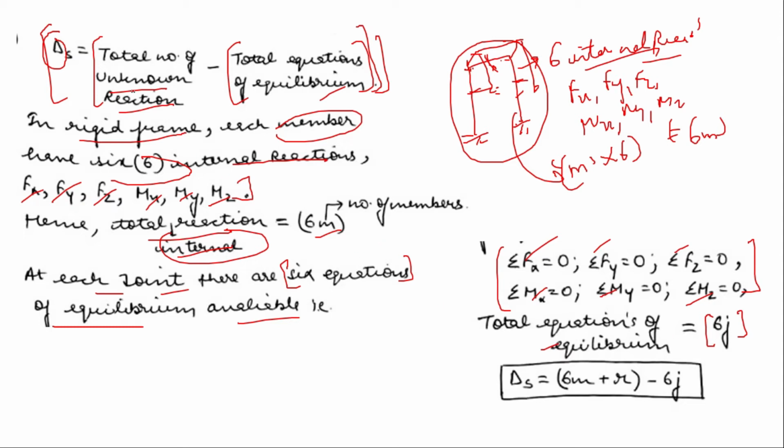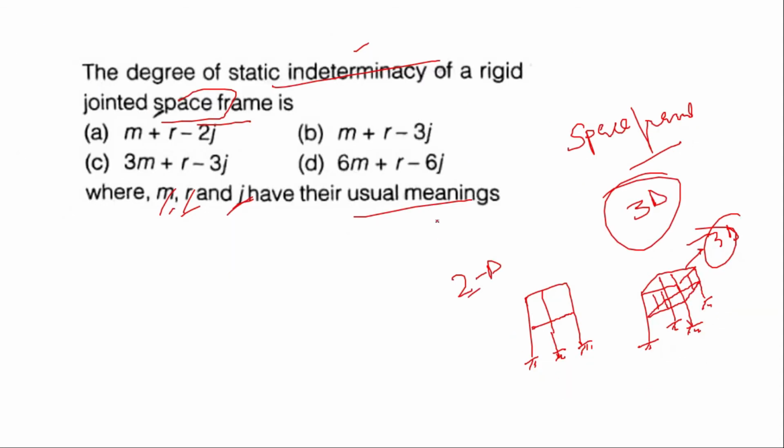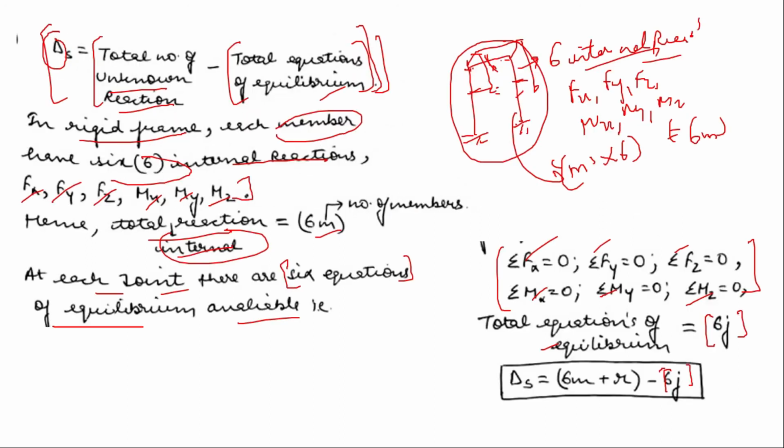Now the degree of static indeterminacy is equal to the total number of unknown reactions. Total number of unknown reactions is the sum of internal reactions, that is 6M, total internal reactions, plus total reactions R in the structure, minus 6 into J. J is joint. This will represent the total number of equations of equilibrium. Then the formula will be 6M plus R minus 6J. So the correct answer for the space frame will be 6M plus R minus 6J. That is answer D is the right answer. Okay, so let's move on to the next question.